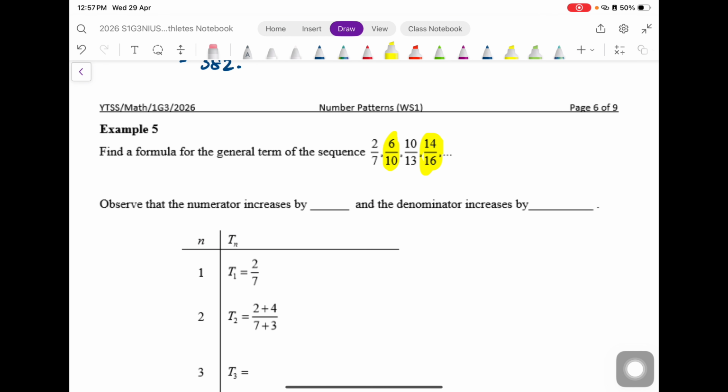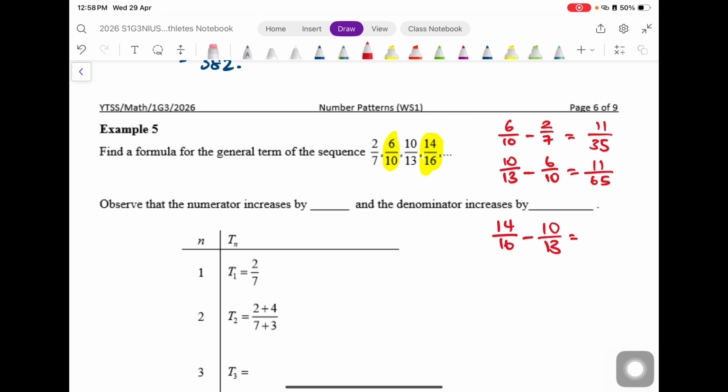Now, if you straight away go and subtract the values, you will get, let's say, 6 over 10 minus 2 over 7. I press calculator, what do I get? I will get 11 over 35. 10 over 13 minus 6 over 10, we press calculator. So what I'm doing now is I'm trying to find the difference between the terms. Then here I get 11 over 65. And then I try one more. 14 over 16 minus 10 over 13.